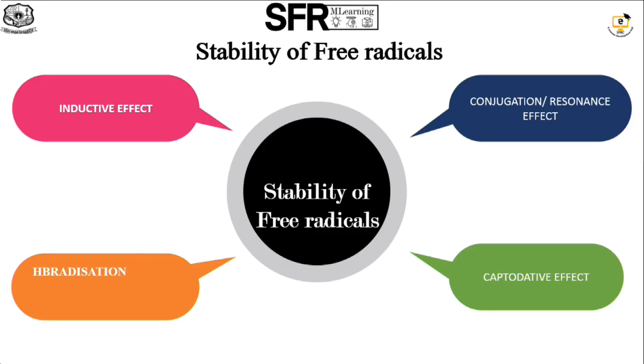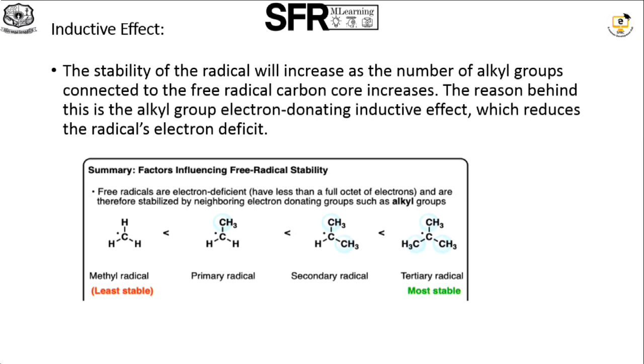Inductive effect is the inducing effect on a free radical. Presence of an alkyl group, that is an electron releasing group, attached to a carbon containing an odd electron, that is the free radical. As the number of alkyl groups increases, the free radical stability increases. The reason is that the alkyl group is electron donating through the inductive effect, which reduces the free radical's electron deficit. So the methyl free radical is less stable and the tertiary free radical is most stable.